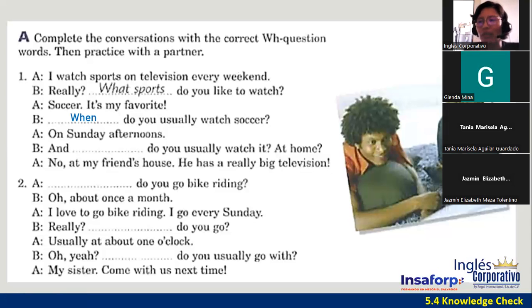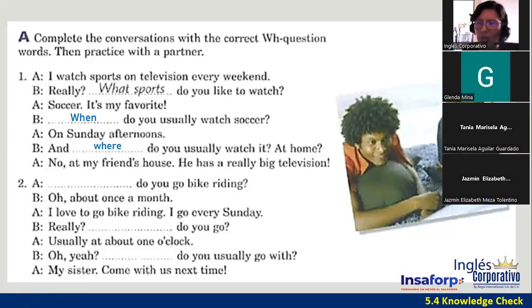What about letter B? Vean la respuesta, dice no, at my friend's house. He has a really big television. So, what is the WH word that we need here? Where, right? And where do you usually watch it? At home, right? No, at my friend's house. He has a really big television, okay?